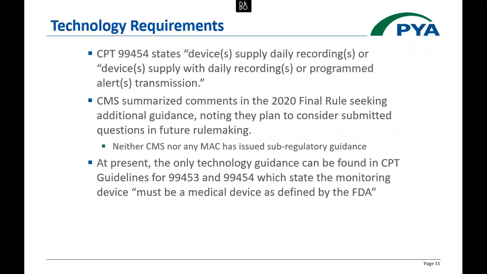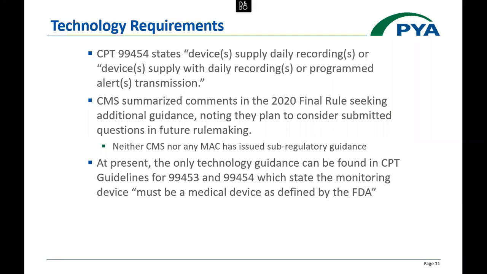There are some technology requirements related to the devices that are used. So CPT 99454 states that the device supplies daily recordings or programmed alert transmissions. And so thinking about the alert transmissions, that's as if you've got set parameters. You expect the norm to be between X and Y. If the patient falls out of either end of that, then an alert is transmitted, or it is giving daily respiration or giving daily weight in the case of COPD.